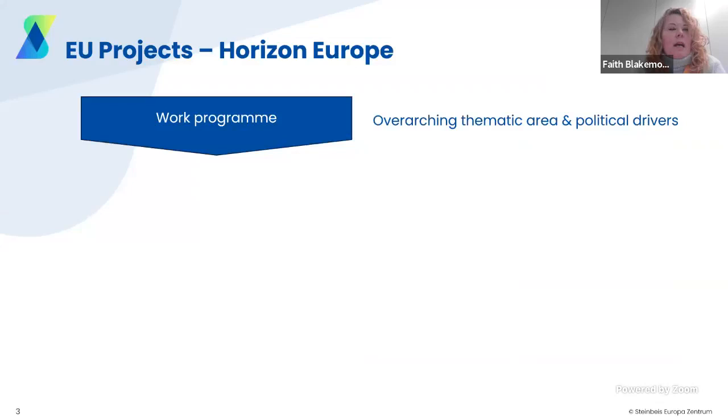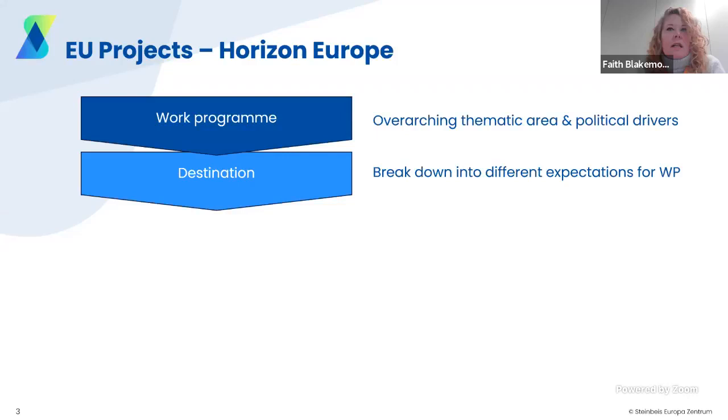So what do we have? I'm just going to give you a bit of a framework here of what the Horizon Europe program process is. First of all, you have your work program, which is the overarching thematic area and the political drivers that are driving the actions. Then you have your destinations, which are basically the work program broken down into different expectations, different scopes, different actions that they want to see happen, but still at quite a high level.